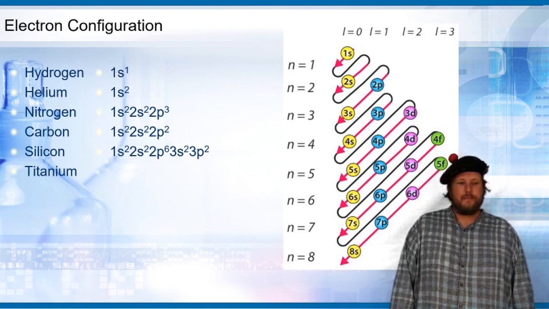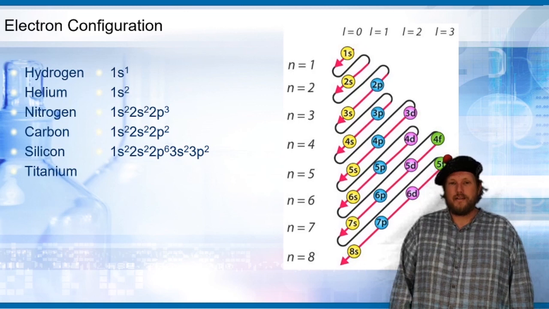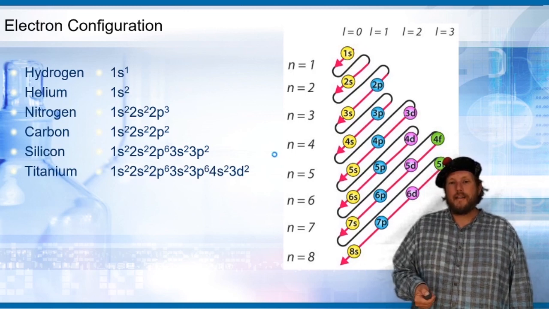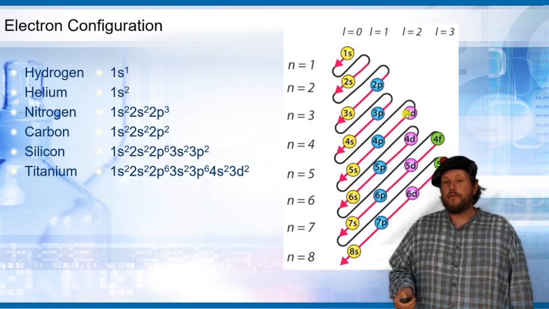Titanium. Titanium has 22 electrons, and so we go 1s2, 2s2, 2p6, 3s2, 3p6, 4s2, and notice we don't go from 4s to 4p, but we follow the curve and we get to 3d2 to finish up our electrons.